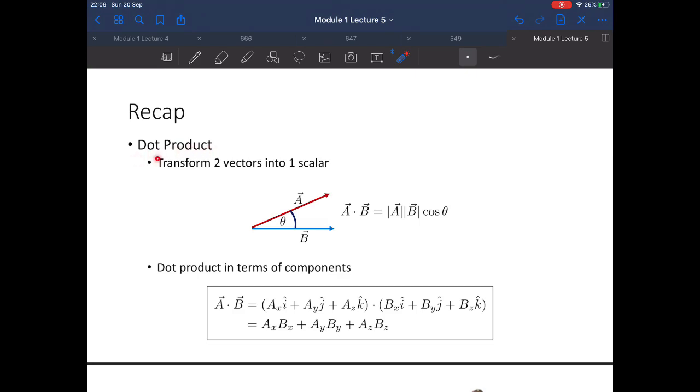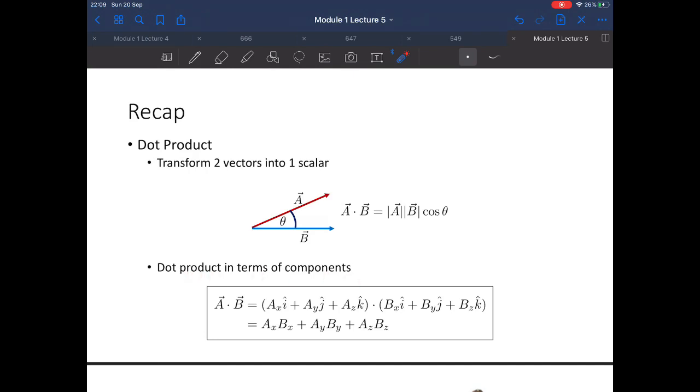So the first thing that you studied last time is the dot product, which is a transformation of two vectors into one scalar. Suppose that you have vector A and vector B like this. The two vectors make an angle theta. A dot B is defined to be the magnitude of A multiplied by the magnitude of B multiplied by cosine theta, where theta is the angle between the two vectors.